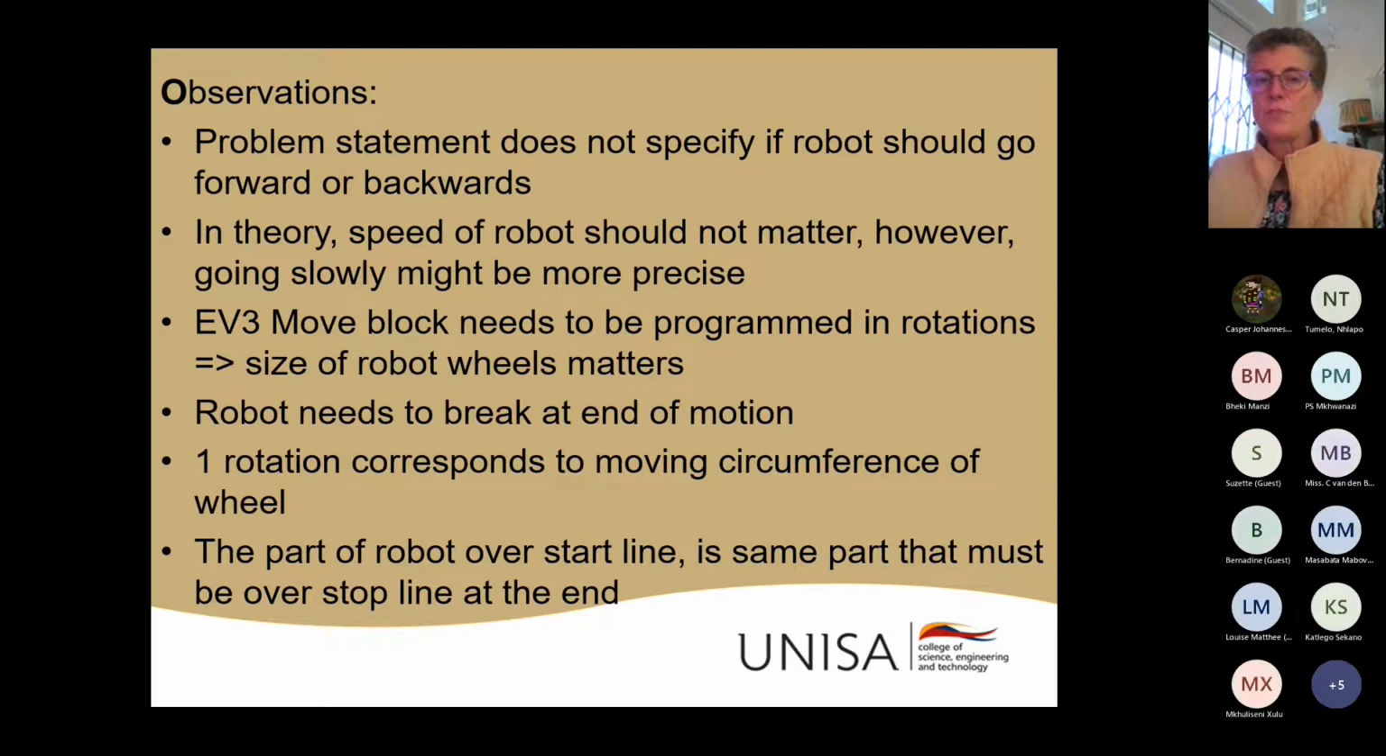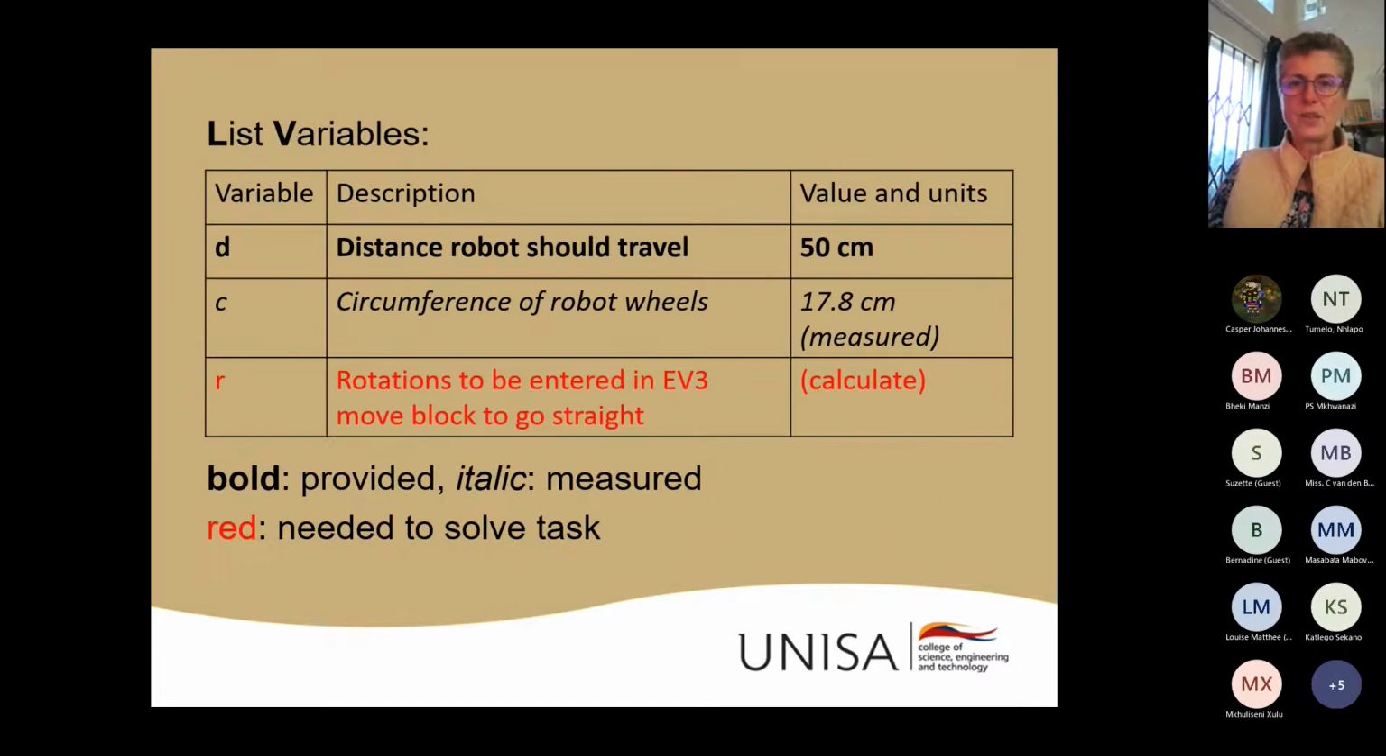Now we need to measure the circumference of the wheel to determine how far it goes on one rotation. The part of the robot that is on the start line must be exactly the one that's on the stop line. Normally we add little markers on the side of the wheel. I'll show you now. Say we have 50 centimeters, and we've measured the circumference with a piece of rope and then on a ruler, and it's 17.8 centimeters.